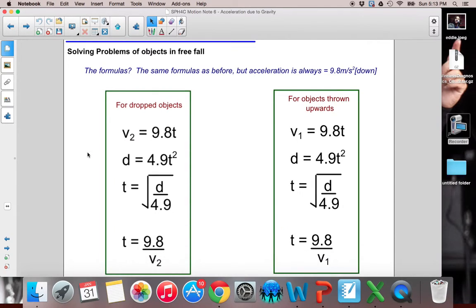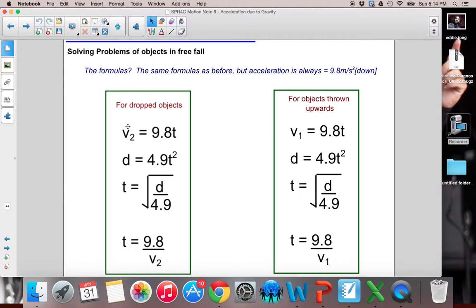Okay, so solving problems for objects in free fall. There's a few formulas, and I want to give them to you. They're just the kinematic formulas I gave you before, but because acceleration is always 9.8, and we take the assumptions into account, these are the formulas I want you to know for dropped objects.